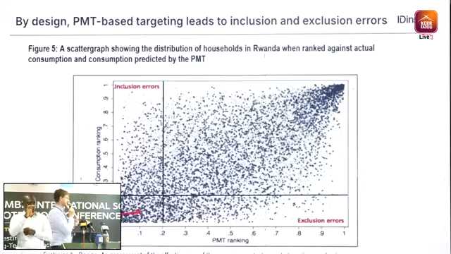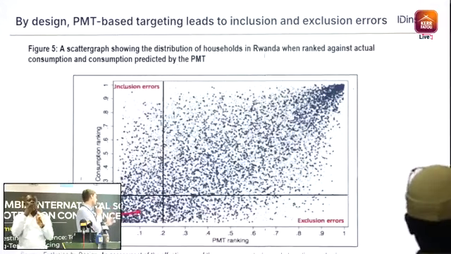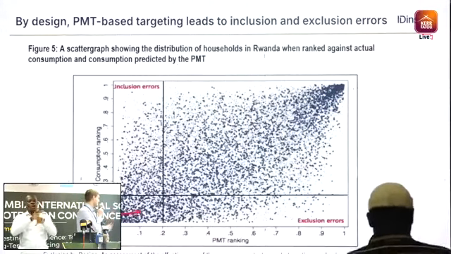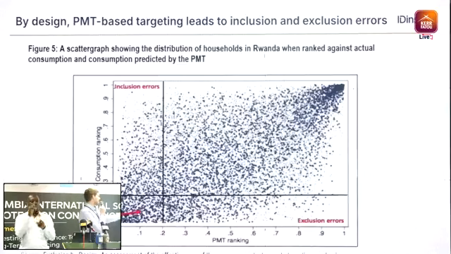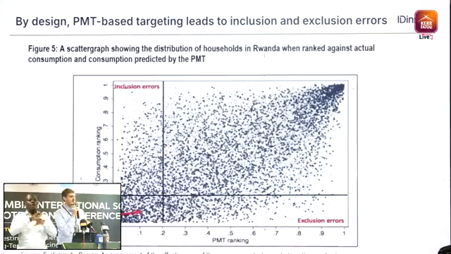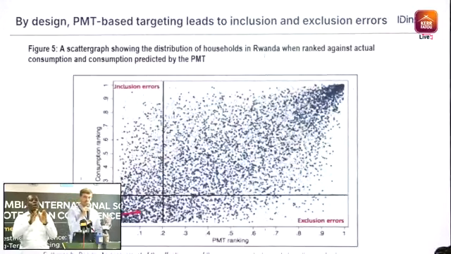is to collect actual consumption data as well. So what we're plotting in addition to the prediction on the horizontal axis is the actual consumption ranking on the vertical axis. And then we're applying the same 20% cutoff to the actual consumption data, which means that everybody below that 20% percentile in the vertical line should actually be covered according to the consumption data.